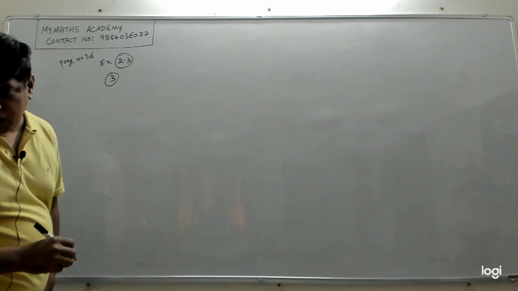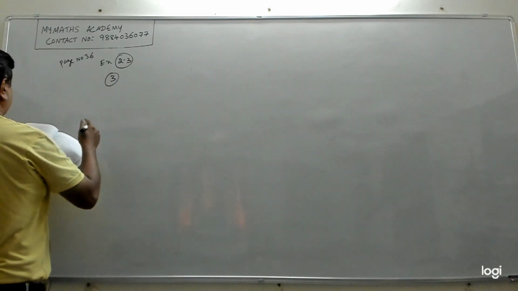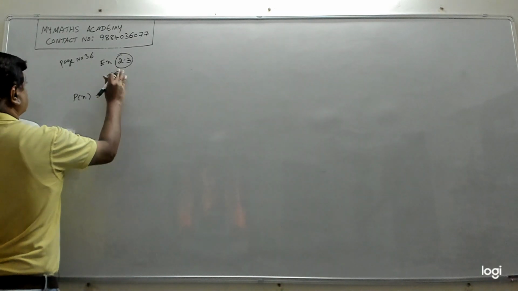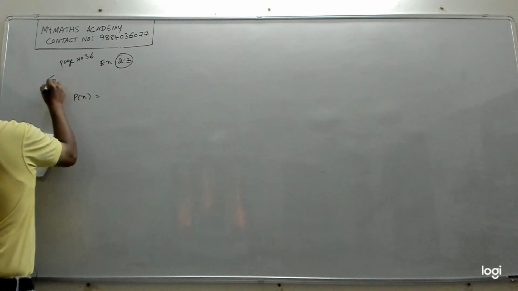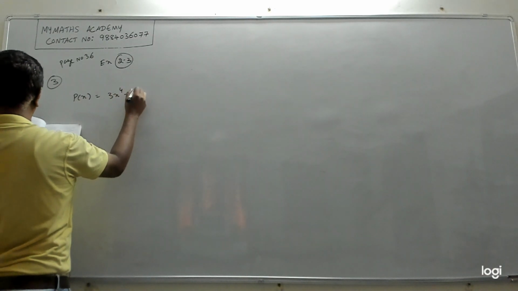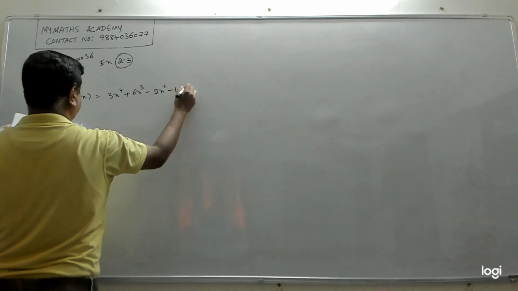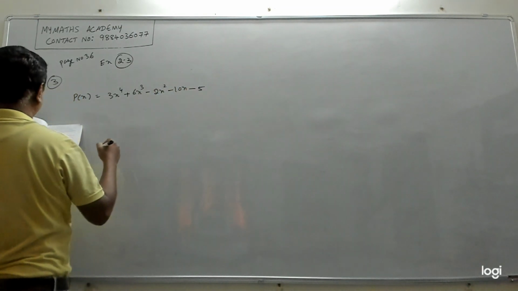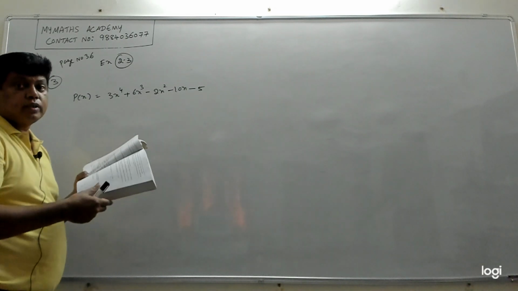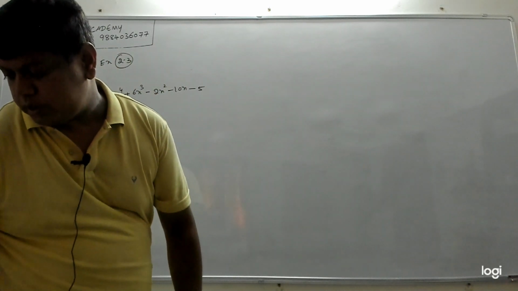So what it says is obtain all zeros of the polynomial. The polynomial is, we'll call that p of x, that is equal to 3x power 4 plus 6x cube minus 2x square minus 10x minus 5. We have to find all the zeros of this polynomial, where two of the zeros are given.